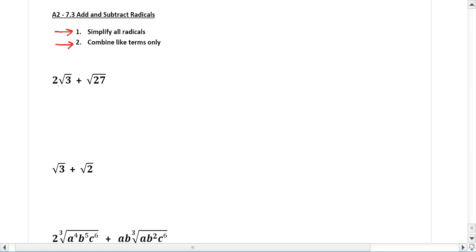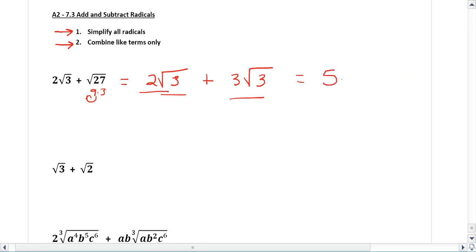So to simplify these, 2 square root 3 is already simplified because there are no perfect squares in the 3. The 27, however, does have a perfect square of 9 in it. So the square root of 9 comes out in front as 3, and we're left with a 3 under the radical. Now, since these are like terms, a square root 3 term can be added to another square root 3 term. If you have 2 of them here and 3 of them here, now you have 5 of these square root 3. That is simplified.